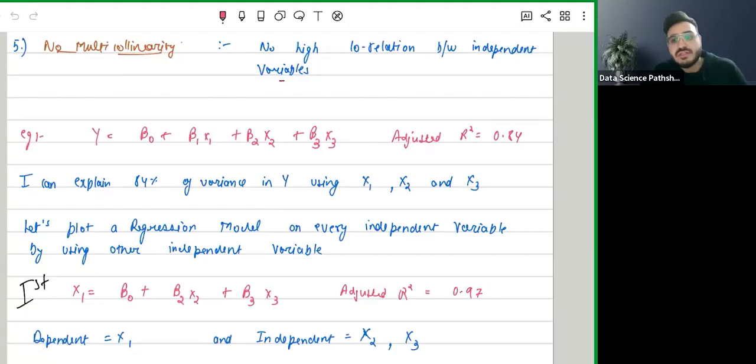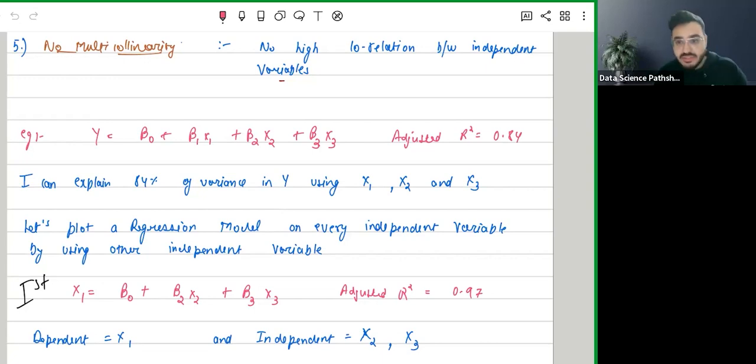So first of all, let's try to understand what multicollinearity is. Multicollinearity means that there is a high correlation between independent variables. No multicollinearity means that there should not be high correlation between the independent variables. So let's try to understand this with an example.